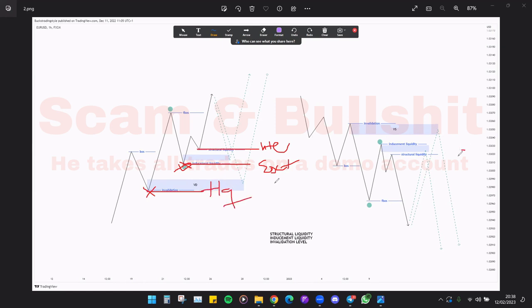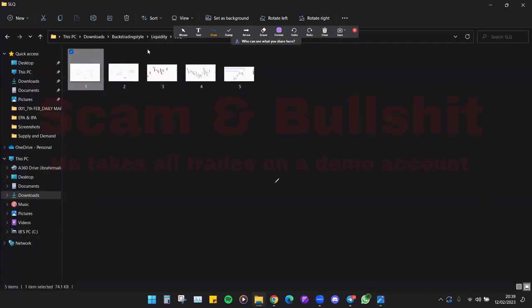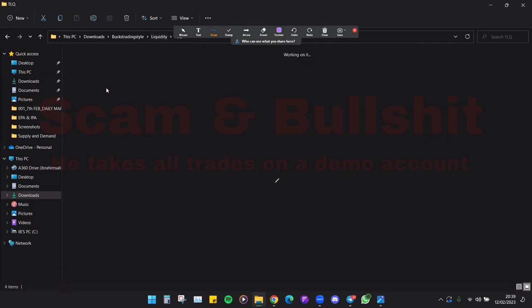So after SLQ, we have ILQ. This is for the sell scenario. After SLQ, we have ILQ, then we have TLQ. Same thing with this. After SLQ, we have ILQ, then we have TLQ. Understand this simple logic? Yes. Okay, cool. So now let's look at TLQ examples.